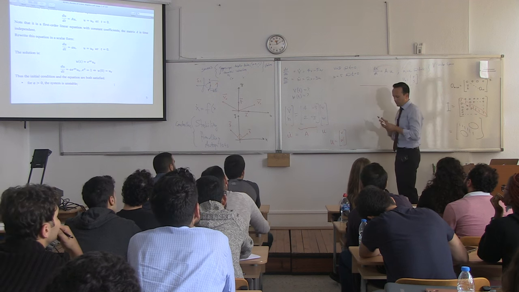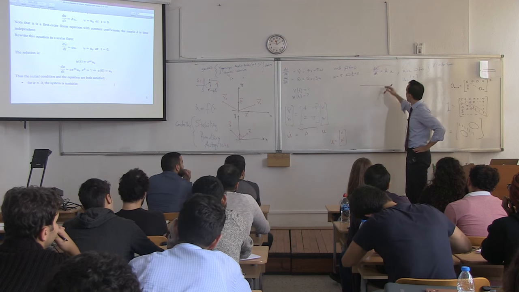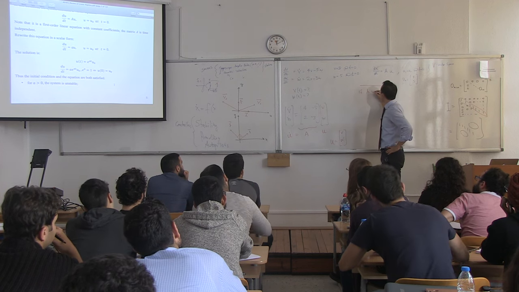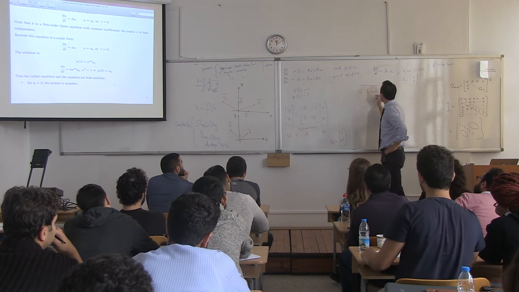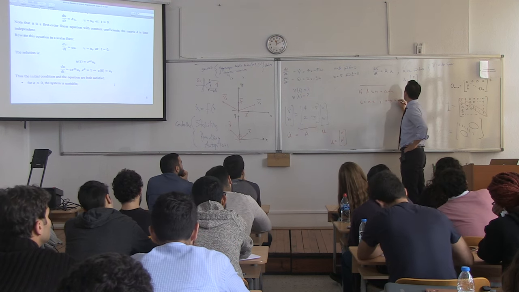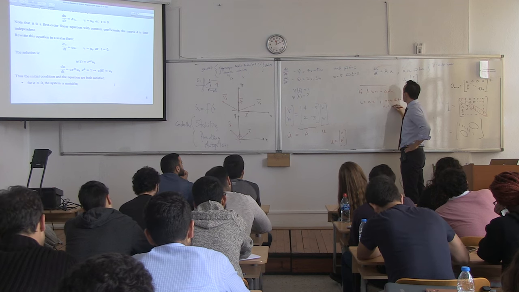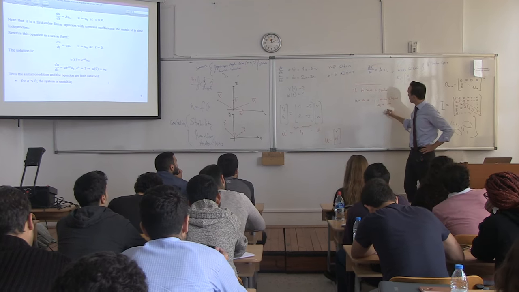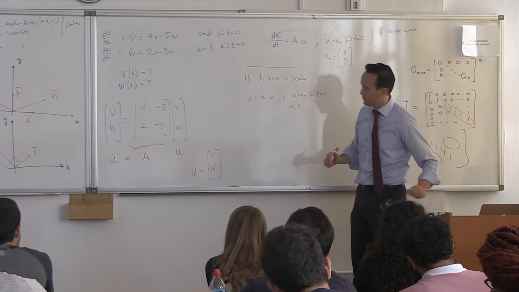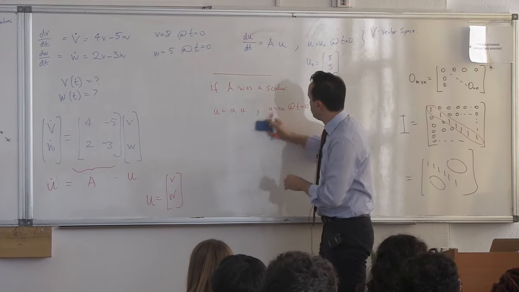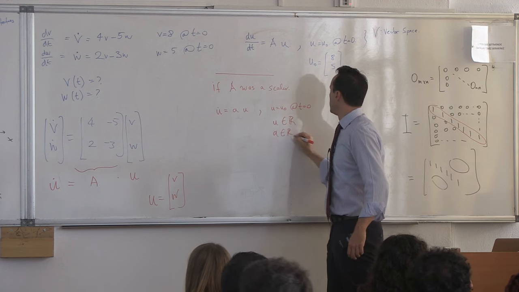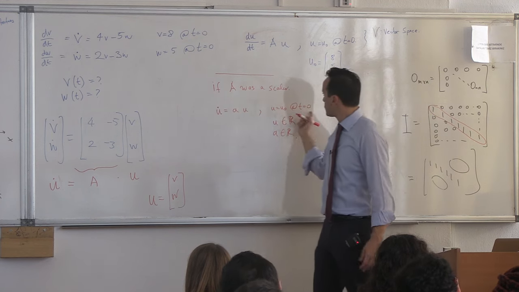Let's think of the solution. Now, I'm going to go quick with this because I think I did this in flight mechanics for you. So assume that A was not a matrix. If A was a scalar, which means you could have u dot is equal to A times u, and u is equal to u0 at t is equal to 0. U and A represent scalars, okay? Well, let me do it like this. U is an element of R and A is a real number, okay? What would be the solution to this problem?